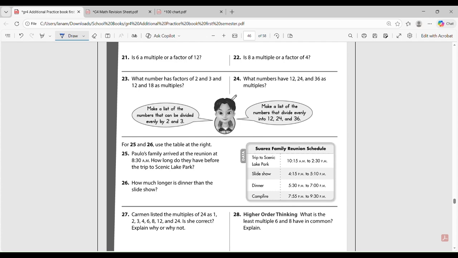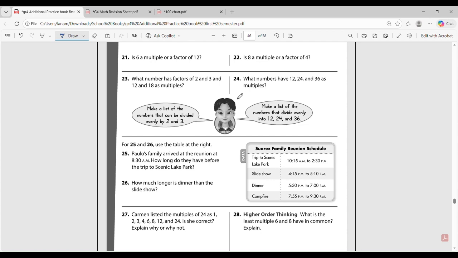Now, question 24. What numbers have 12, 24, and 36 as multiples? When I ask what numbers have this as a multiple, it's like I'm asking what are the factors of this number. So what are the common factors, or what are the factors of 12, 24, and 36? So we're looking for the numbers that have these three as their multiples.